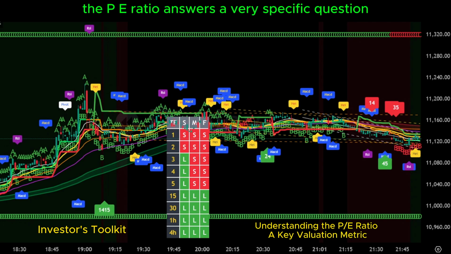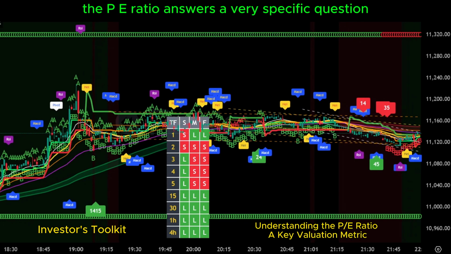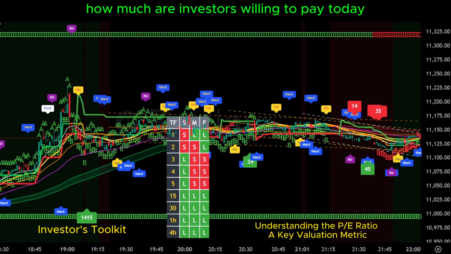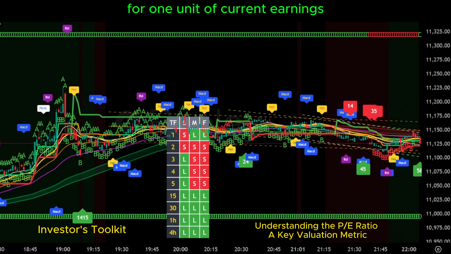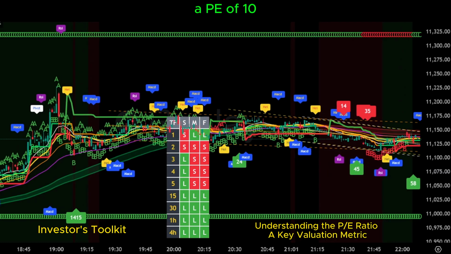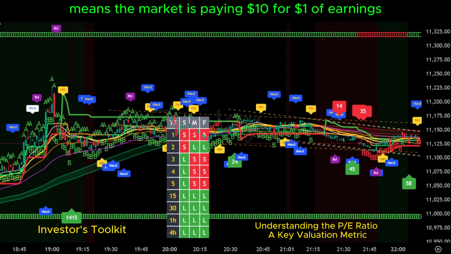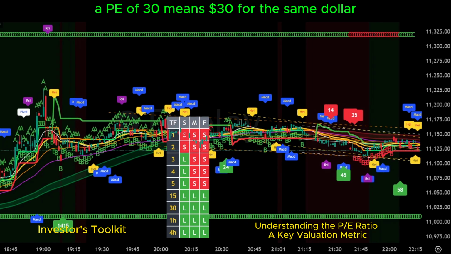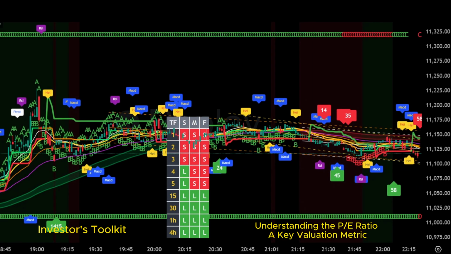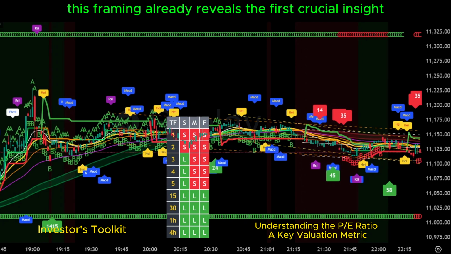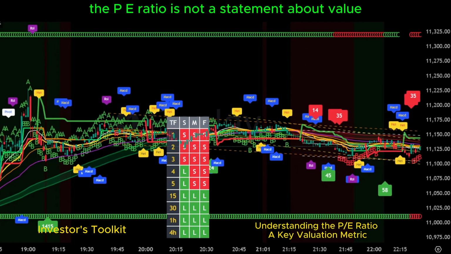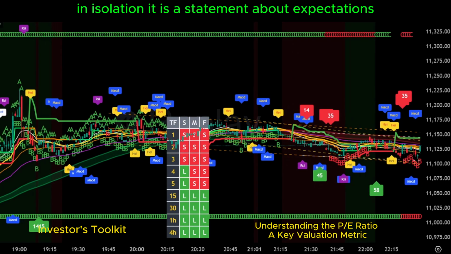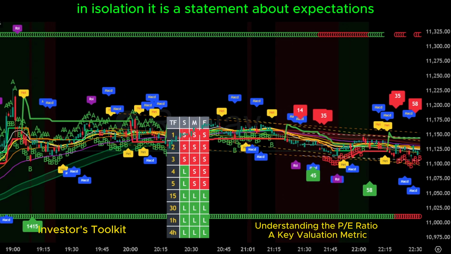At its core, the P/E ratio answers a very specific question. How much are investors willing to pay today for 1 unit of current earnings? A P/E of 10 means the market is paying $10 for $1 of earnings. A P/E of 30 means $30 for the same dollar. This framing already reveals the first crucial insight. The P/E ratio is not a statement about value in isolation. It is a statement about expectations.